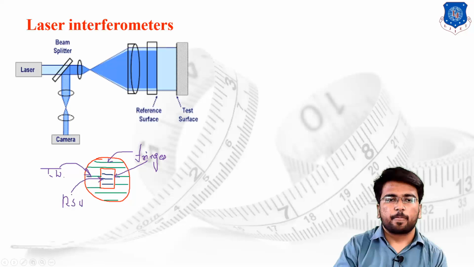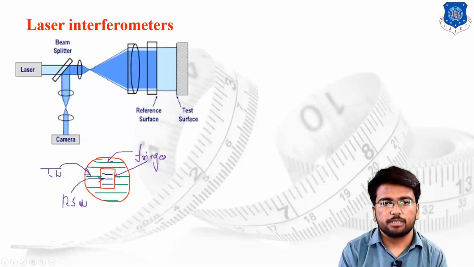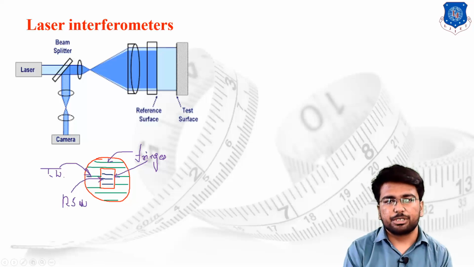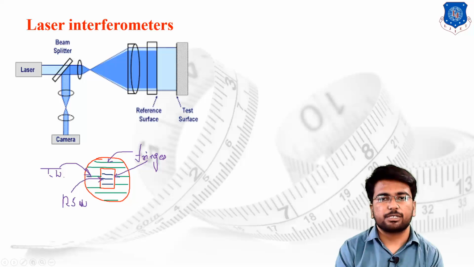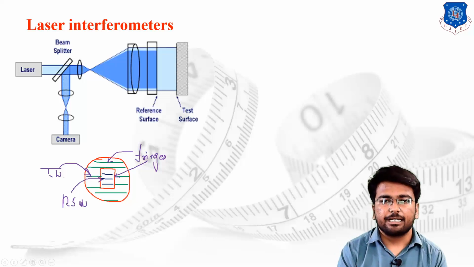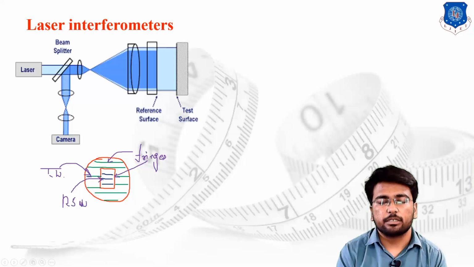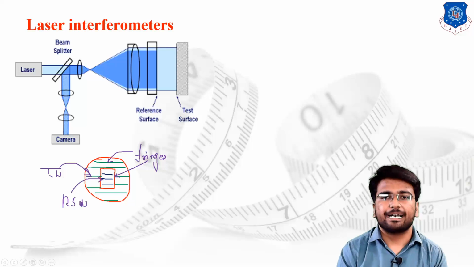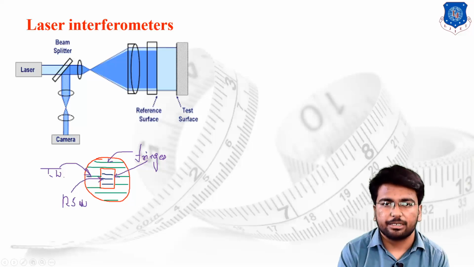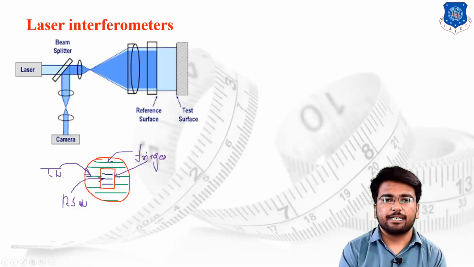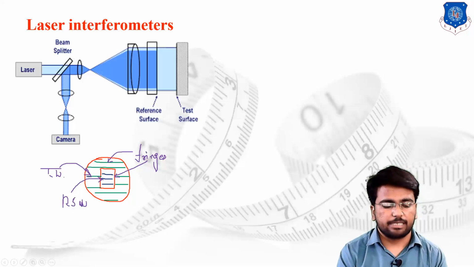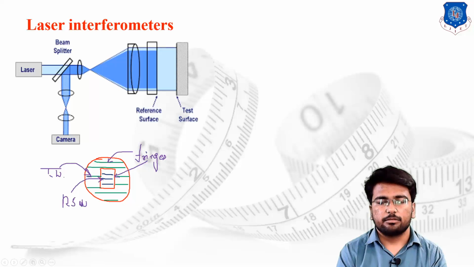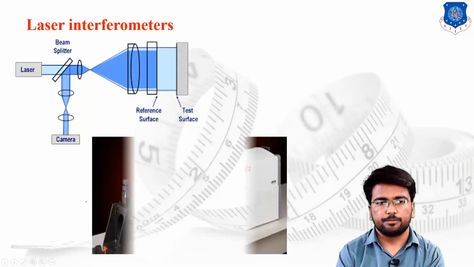So if we find that the reference workpiece fringes and the test workpiece fringes are parallel to each other and uniformly spaced, then we can say that both the surfaces are parallel to each other. Do remember, mark my words, that if the fringes are parallel to each other and have the same spacing, then the test workpiece and the reference surface are parallel to each other.